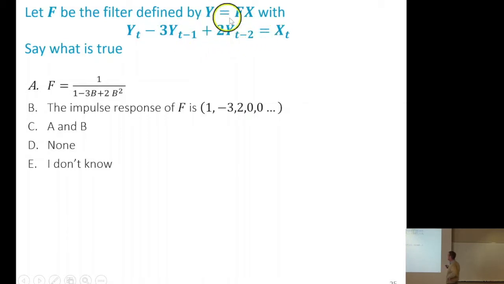Now that means this filter is the inverse of the filter that would have this input-output equation where x would be the output here, which is 1 minus 3B plus 2B squared. So it's the inverse of it, so A is correct. The impulse response of f is no, this is not this. This is the impulse response of the inverse filter. It would be too magical if the impulse response of a filter were equal to the impulse response of the inverse.